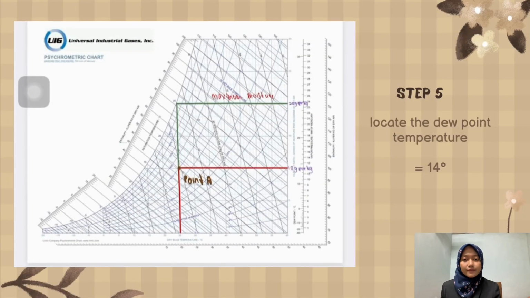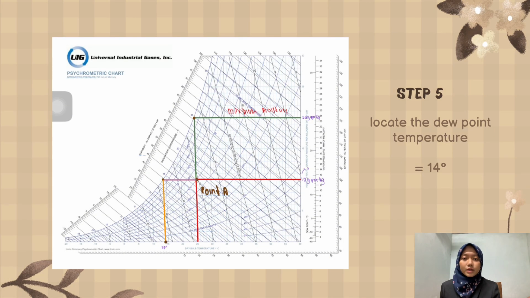Next, to locate and identify the dew point, we draw a horizontal line to the saturation line, then we draw a vertical line down to the dry bulb axis. We get a dew point temperature of 14 degrees Celsius. This is the temperature to which air must be cooled to achieve 100% relative humidity.